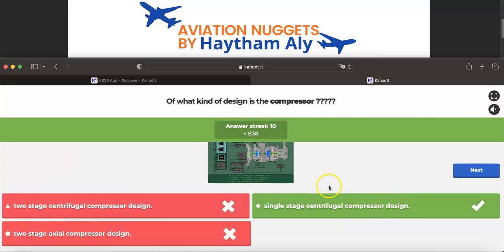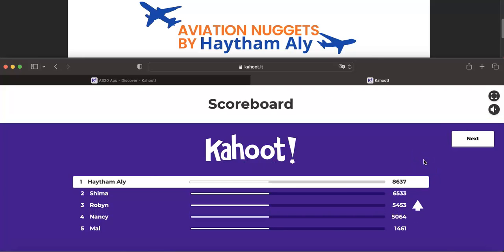This question is specific for the APU APS3200. We have here the power section and load compressor. For the power section, we have a single-stage centrifugal compressor. And also the load compressor is a single-stage centrifugal compressor. So the compressor is a centrifugal compressor design. Okay, everybody, let's proceed. Next question, everybody.